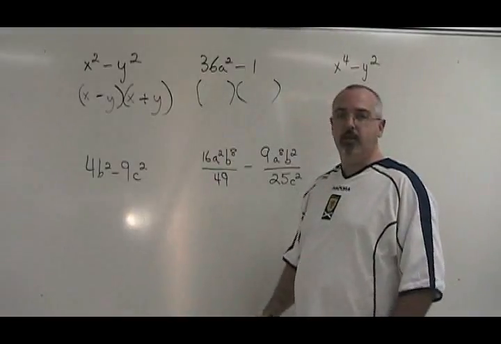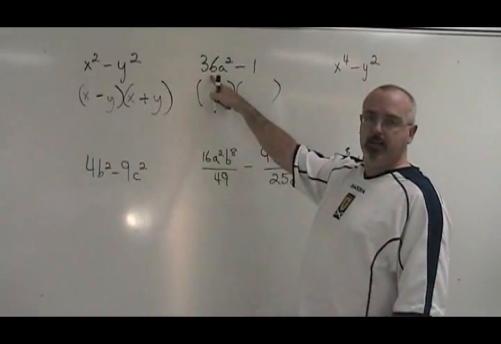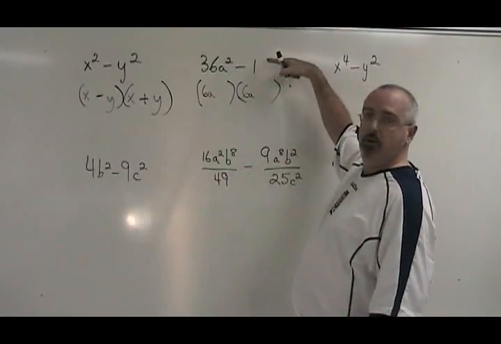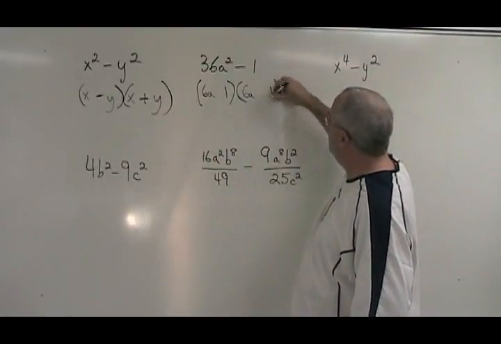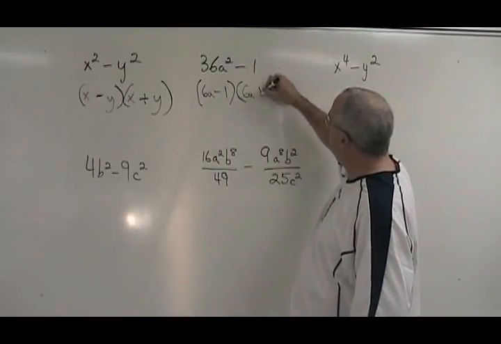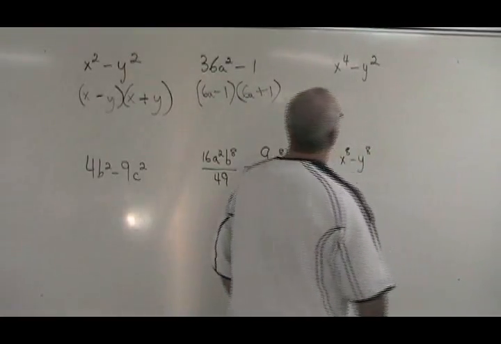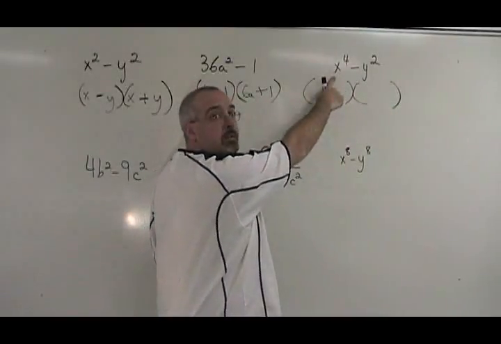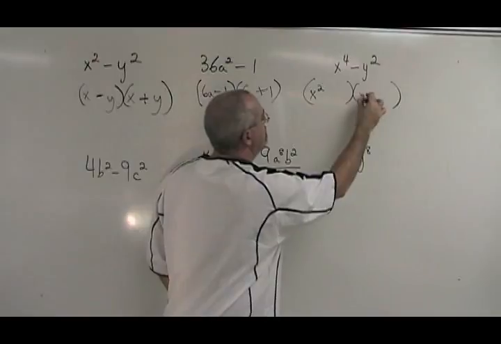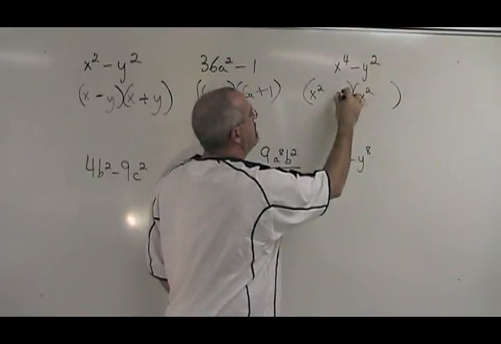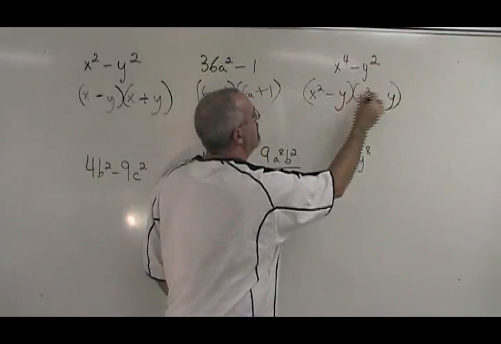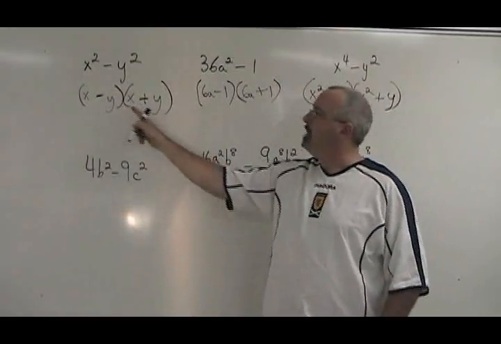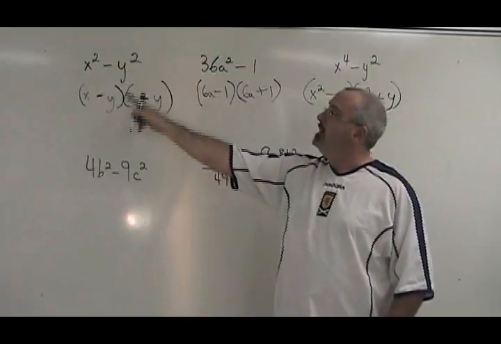Two sets of brackets for the binomials. The square root of 36a squared is 6a. The square root of 1 is 1. One minus sign, one plus sign. Here, the square root of x to the 4 is x squared. And the square root of y squared is y. One minus, one plus. Each of these can be verified by multiplying the two binomials together, and you will see that they equal the original question.